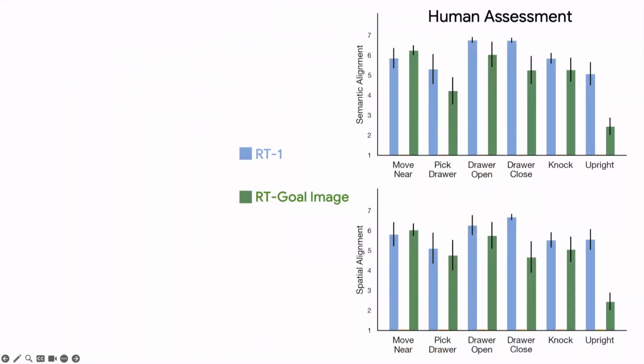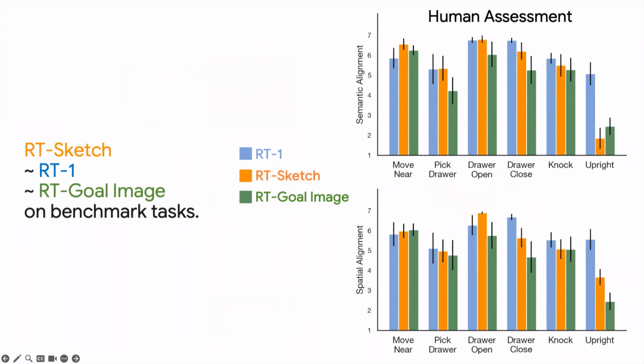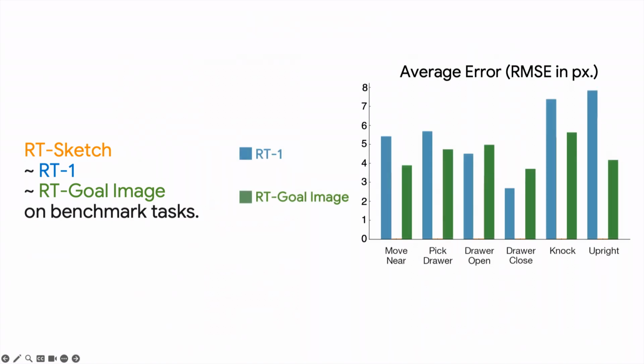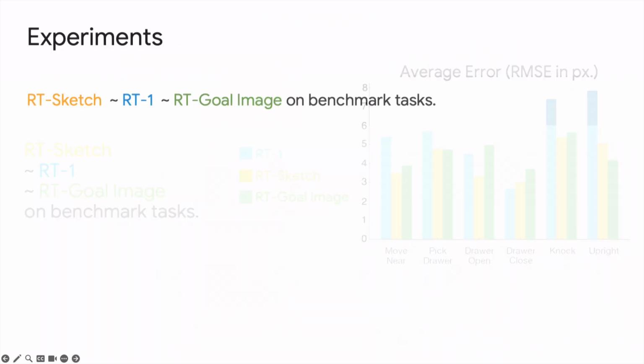So in terms of the perceived spatial and semantic alignment, we see that RT Sketch is on par with these traditional baselines, indicating that sketches are a valid and expressive goal modality. We also find that in terms of the precision of each policy, RT Sketch achieves far lower spatial errors than RT1, and this is because sketches can encode a lot more spatial information than can be expressed in language alone.